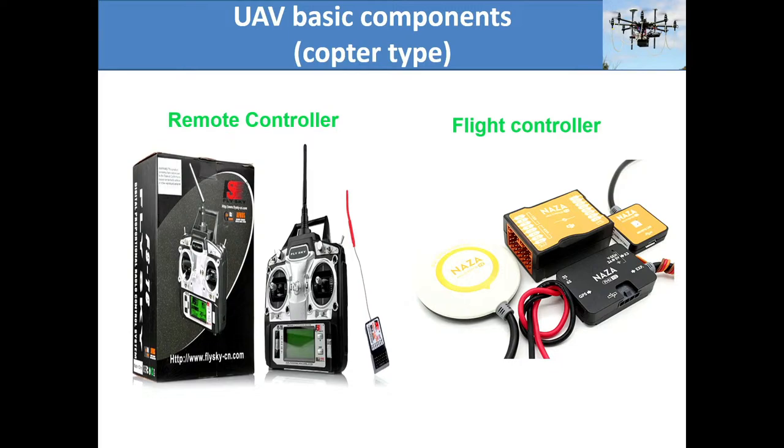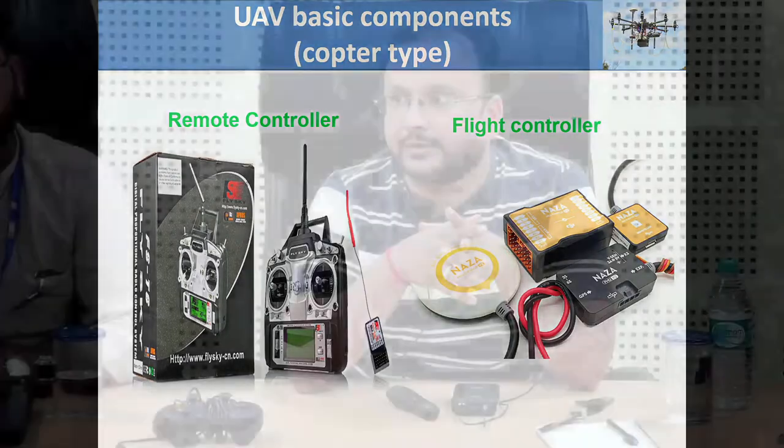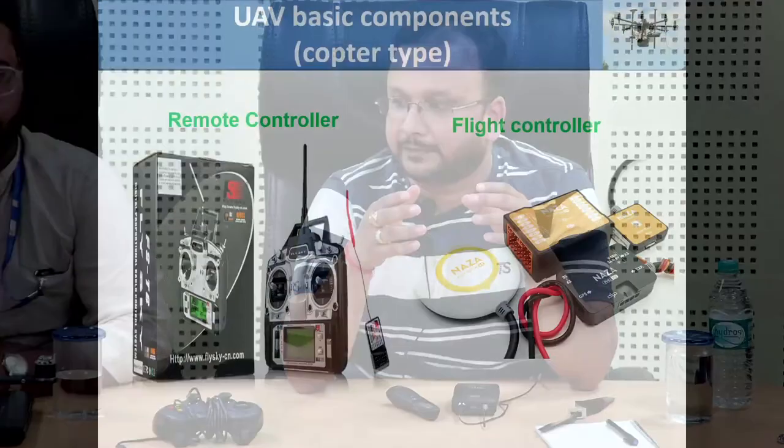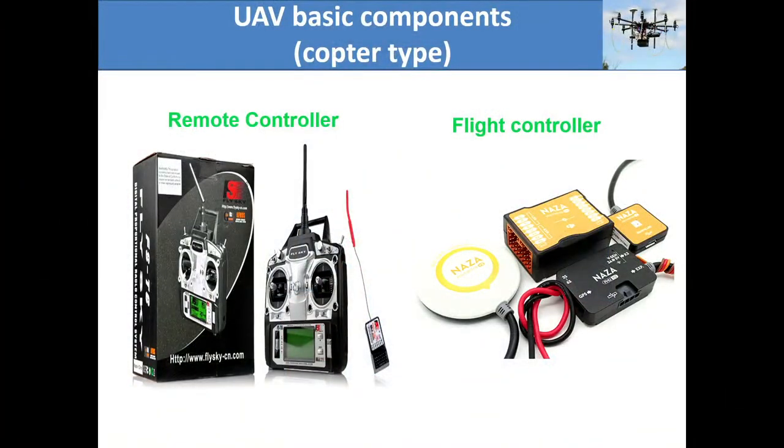So on the left side you see it is a remote control. It is a simple joystick, like you use for video game playing. Only thing is, in our case it is a radio control, so you don't need a wire connection to the drone. It is a wireless connection.